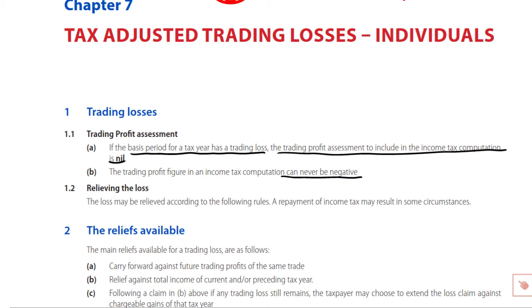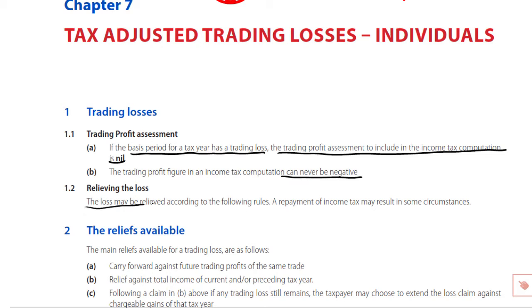So if you've got a loss, you put nil into your income tax computation or into your working for the best use of losses. You put in nil. You don't put a bracketed figure. You don't put a negative figure in. It is a nil assessment. And what we must then consider is, what are these options available for the use of the loss? Can I use it this year, earlier year, future year? And what objectives am I striving to achieve to allow me to better decide, out of the options available, which one or ones will I choose?